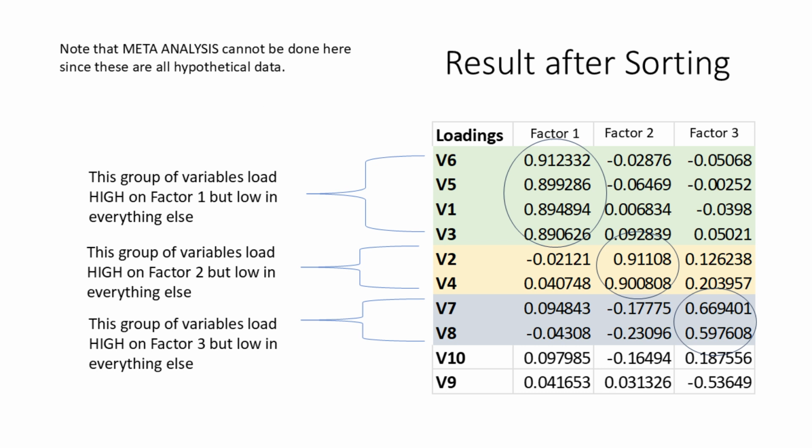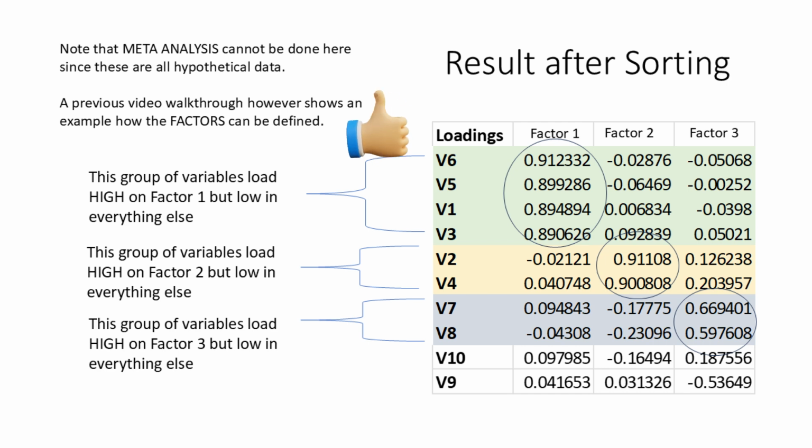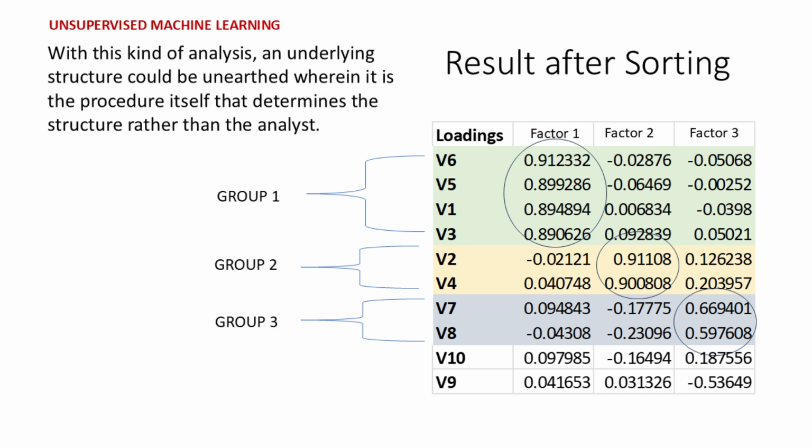However, you can take a look at the previous video walkthrough, which shows an example of how the factors can be defined based on the variable names that come out as they load on particular factors and load low on the others. Now, this is the idea behind unsupervised machine learning via principal components. With this kind of analysis, an underlying structure could be unearthed wherein it's the procedure itself that determines the structure rather than the analyst. Here we have the three groups of variables and they load very highly on each factor and low on the others.